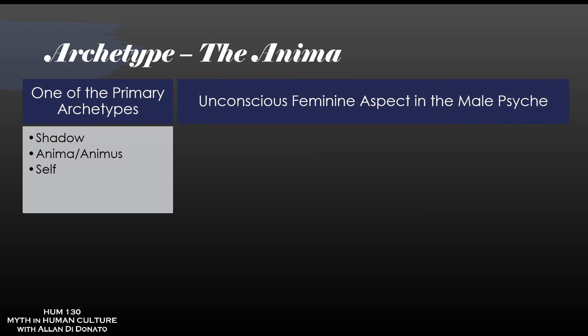So let's bring up the next archetype that I want to talk about. We've seen the shadow. Now let's talk about the anima. It's one of the primary archetypes. In Jungian psychology, there are archetypes at different levels. The primary archetypes are usually the shadow, the anima, the animus, and the self. The anima could be defined as the unconscious feminine aspect within a male psyche. This is the way Jung viewed it. Okay? And the animus, by contrast, would be the unconscious masculine aspect within a female psyche.